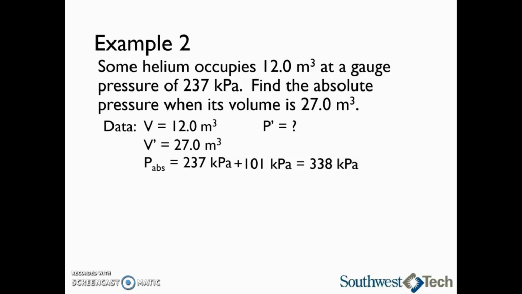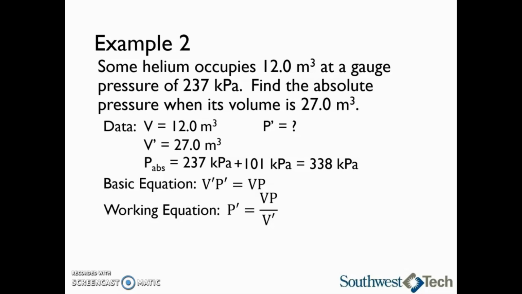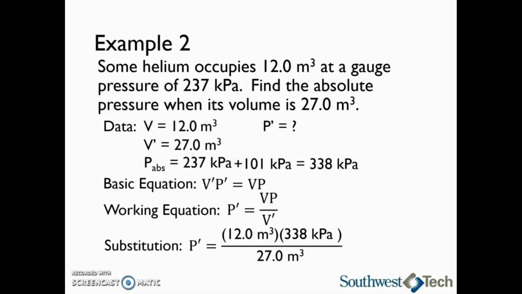The basic equation we will use is Boyle's law, which says that V prime times P prime equals V times P. We can rearrange to get our working equation, which is P prime equals V times P divided by V prime. Substituting, we see that P prime equals 12.0 cubic meters times 338 kPa divided by 27.0 cubic meters. This means that P prime is equal to 150 kPa absolute.